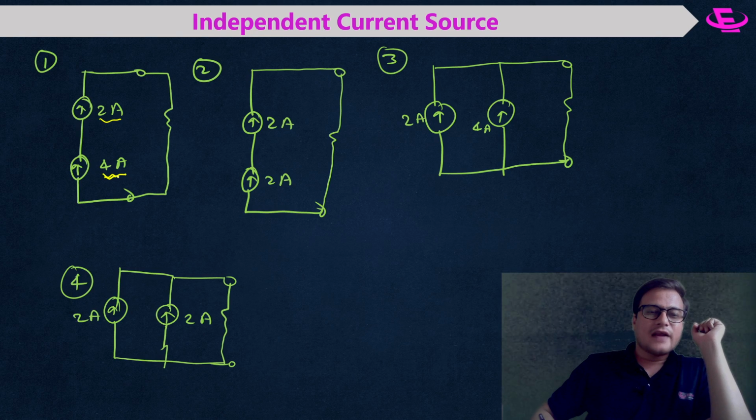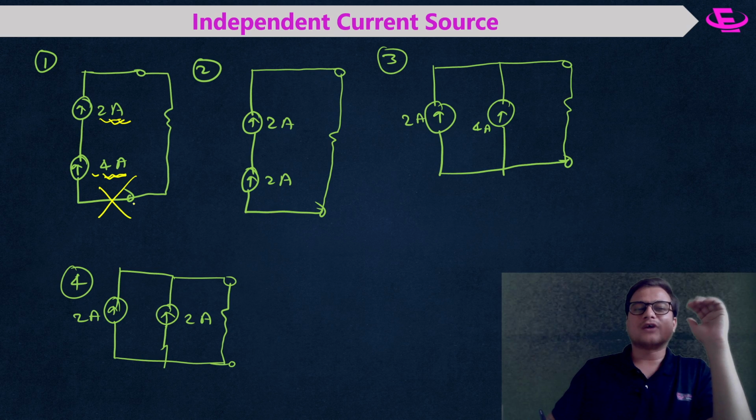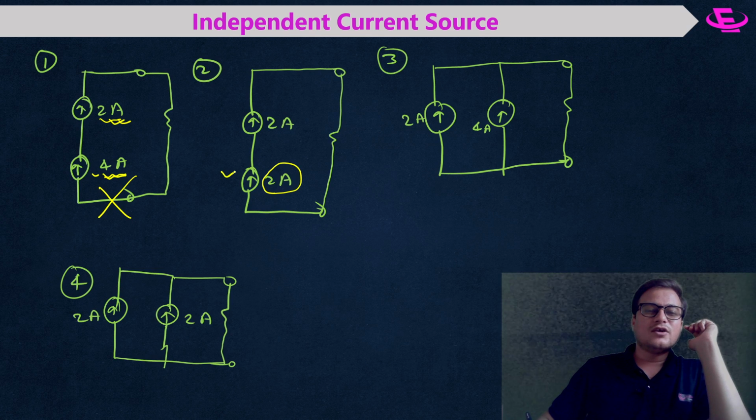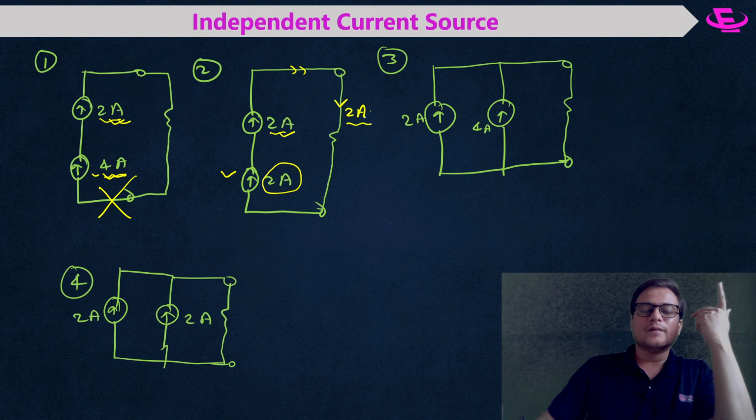Now this is an ideal current source. It will say I will maintain 4 ampere of current. This particular one will say I will maintain 2 ampere of current. So this type of circuit is not possible. This combination is not possible. Second condition: the first current source, this is ideal, is saying I will maintain 2 ampere. The second one is also saying I will maintain 2 ampere. That means this circuit is perfect and the current will be 2 ampere only. So here the circuit is correct.